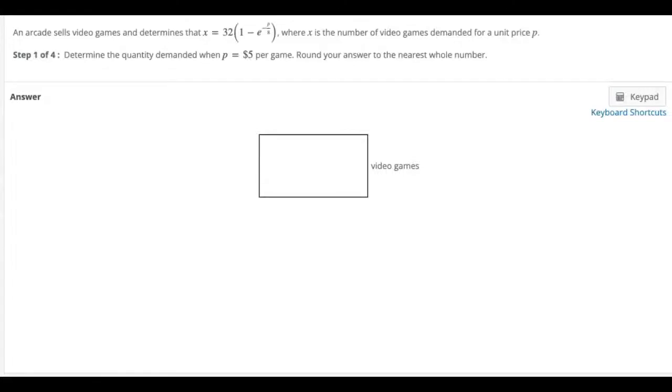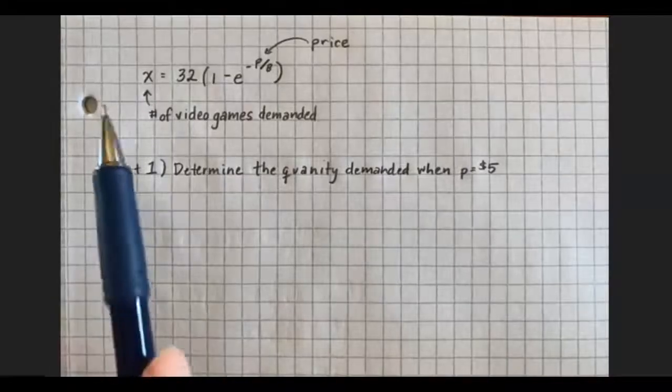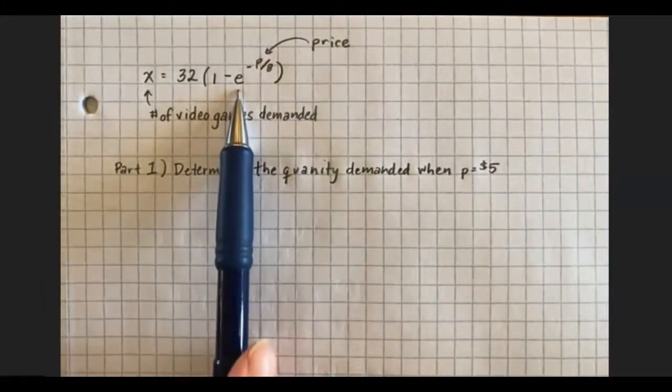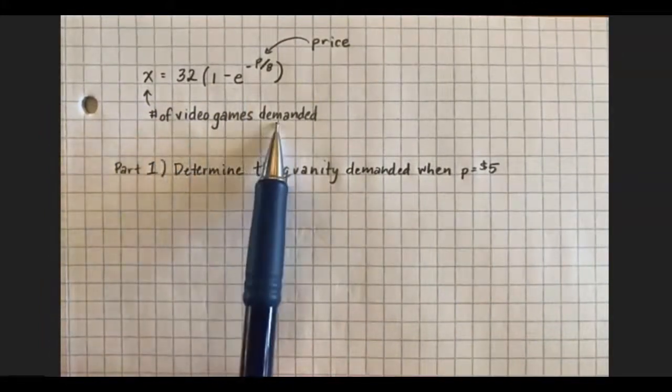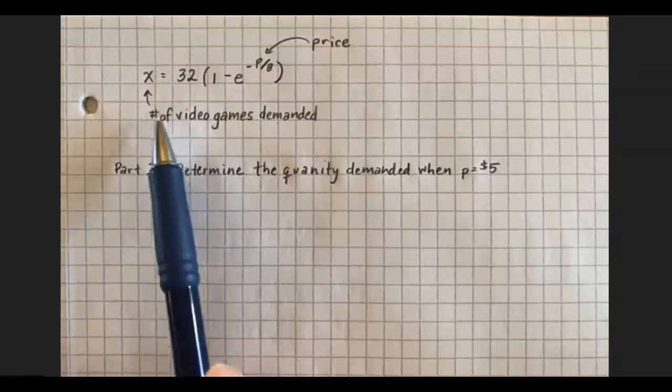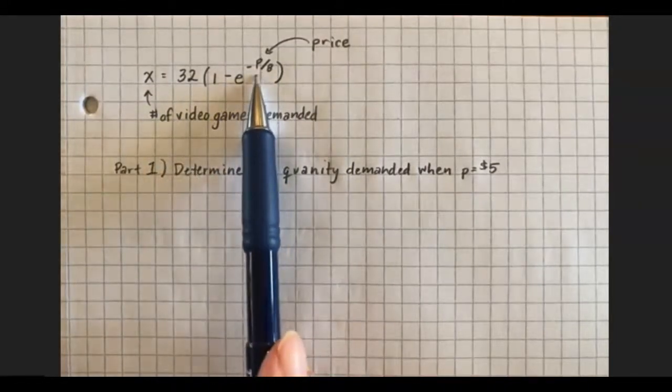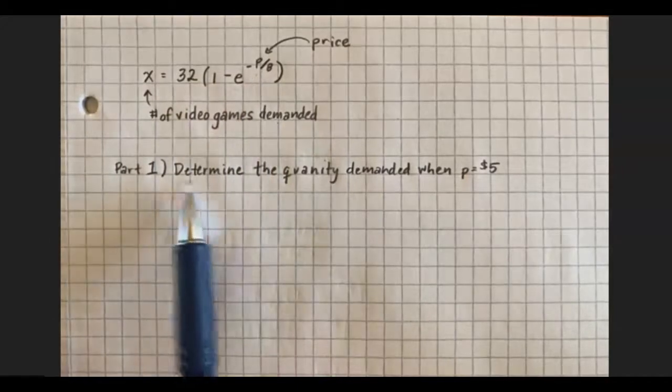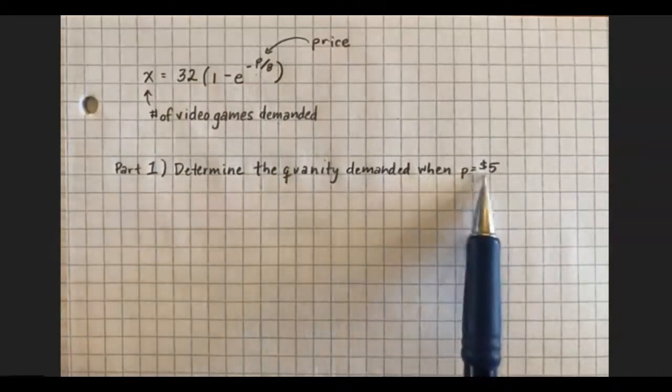Okay, I wanted to do an example of the alternative elasticity formula problem. So here it is. Write it down and work along with me. All right, so I've written the demand function that they gave us. So x is the number of video games demanded when our price is p. So this is a function in terms of p. That's our variable. All right, so part 1 asks us to determine the quantity demanded when p equals 5.